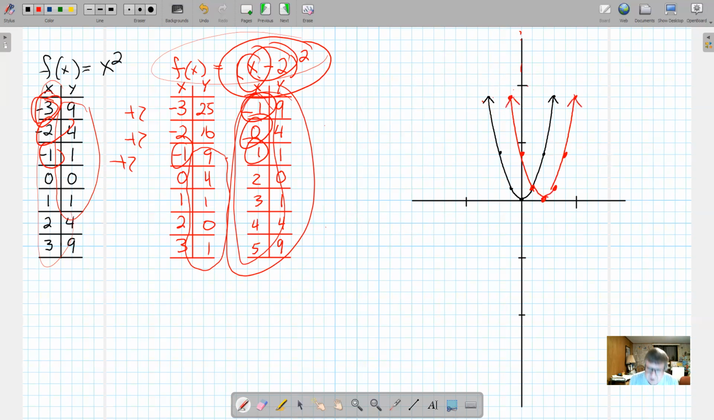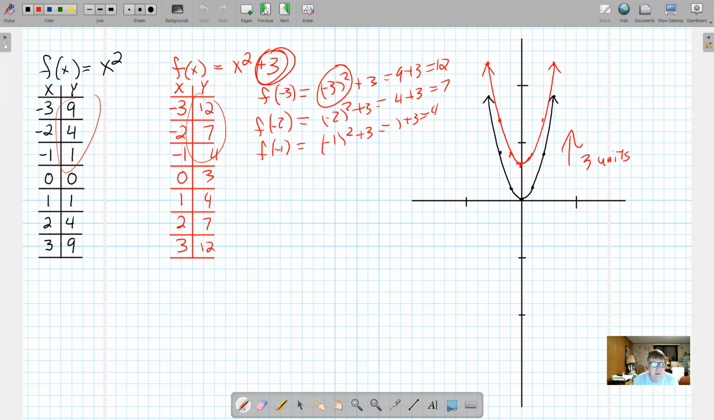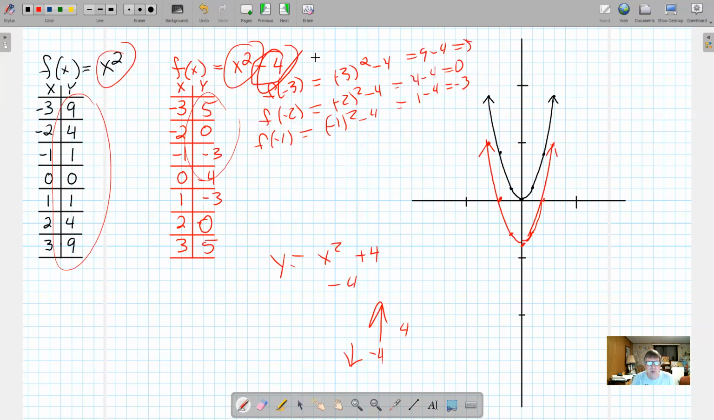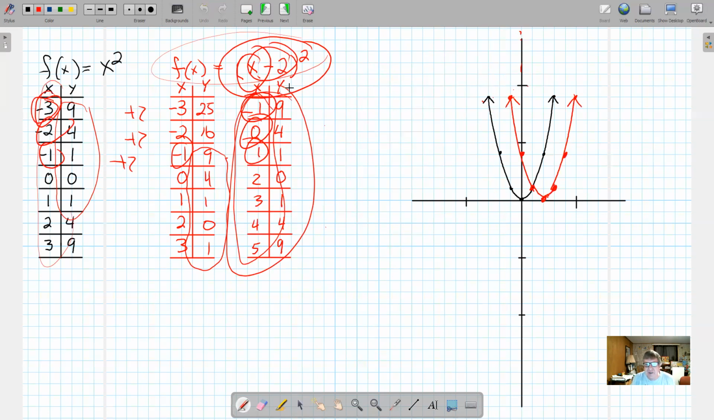Well, once again, the red graph is the same shape as the black graph, except what's happened? It's moved 2 units to the right. Now, if we go back, when we added a +3 outside on the graph, it moved it up 3. When we added a -4 outside of the x squared part of the graph, it moved it down. But now a -2 inside moves it 2 units in a plus direction to the right.